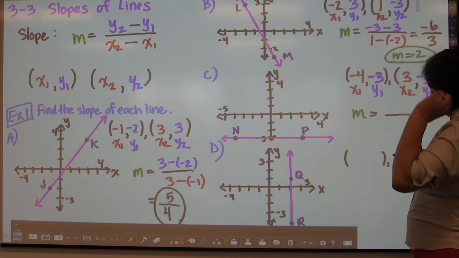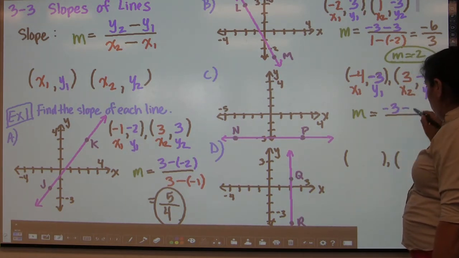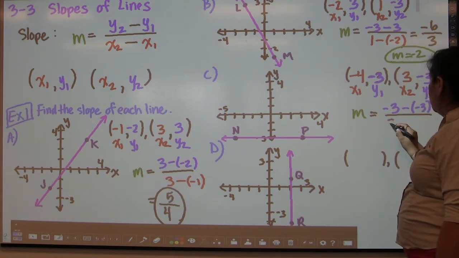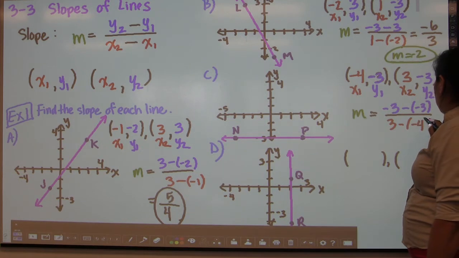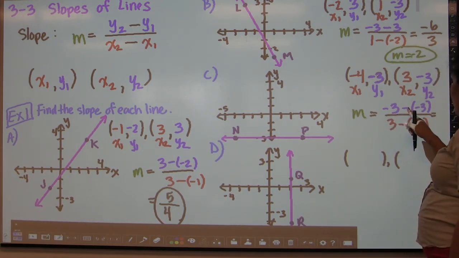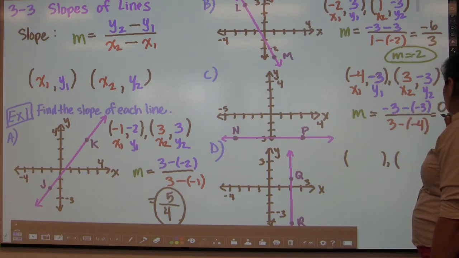So we're going to go y2, which is -3, minus y1, which is also -3. On the bottom, we're going to get x2, which is 3, minus -4. And you're going to get -3, and then this is negative, that's plus. So you're going to get -3 plus 3 is 0.